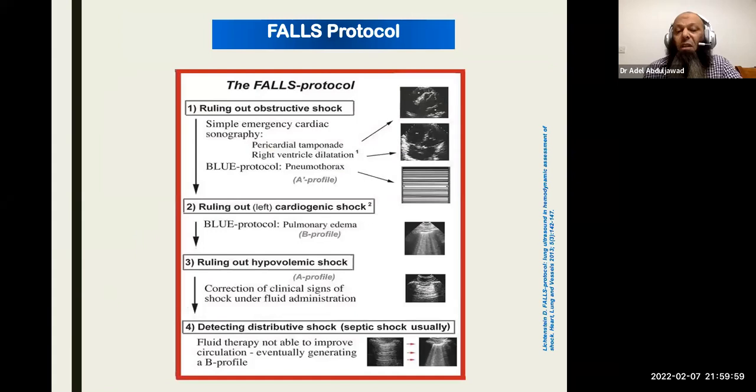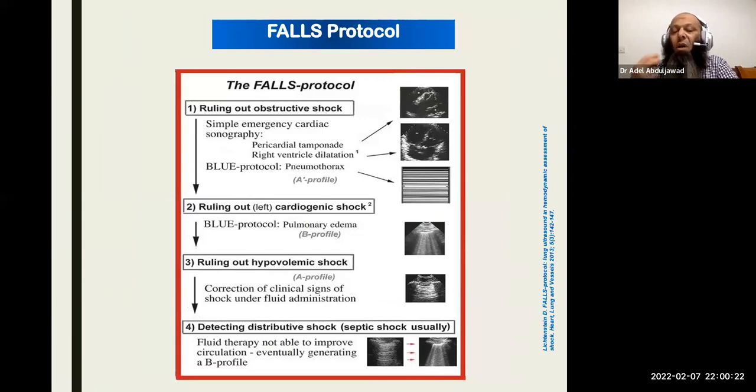And this is the algorithm for how you use the FALLS protocol. This is a very nice illustration of how you rule out, starting first with ruling out obstructive shock, and this is using the simple assessment for ruling out pericardial tamponade or RV dilatation.